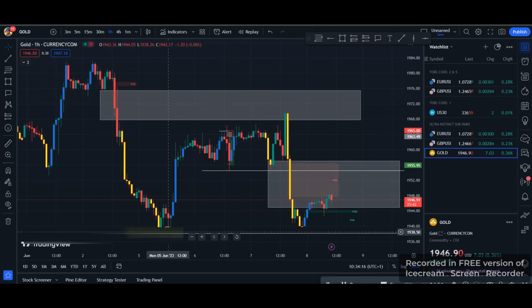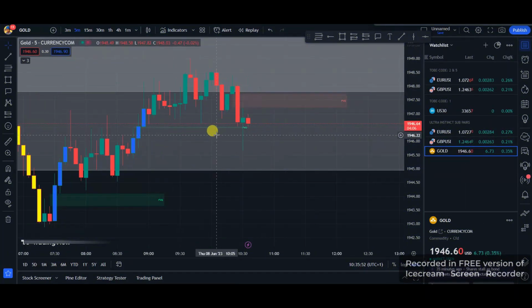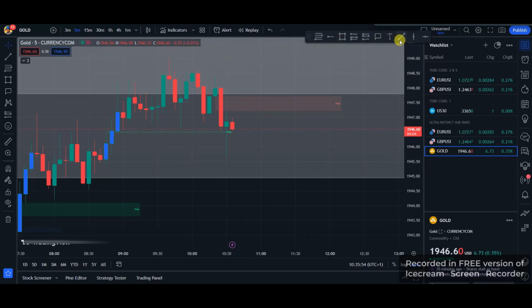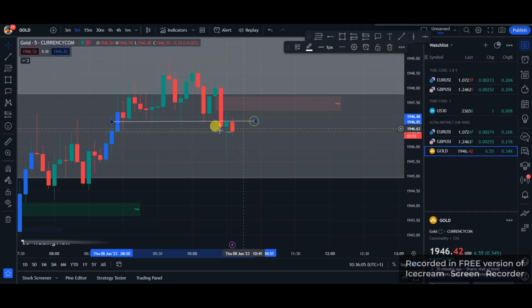Then I was looking. I think I saw equal lows here, and there's liquidity down there. So, alright, I decided to use the 5-minute time frame as my entry. As you can see, there's a change in market structure around this point here. There's a change in structure at this point.